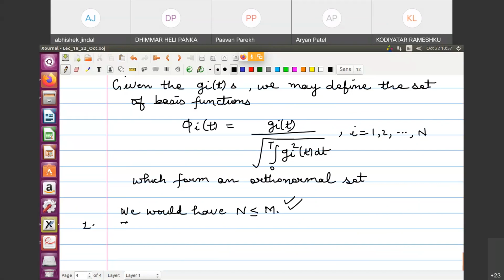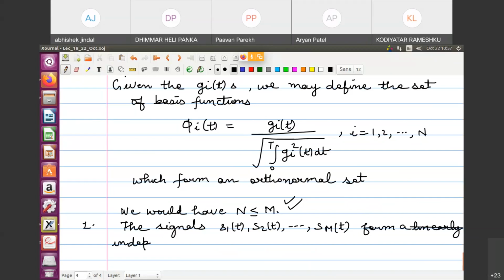So the signals S1(t), S2(t), and SM(t) form a linearly independent set, in which case we have n equal to m.